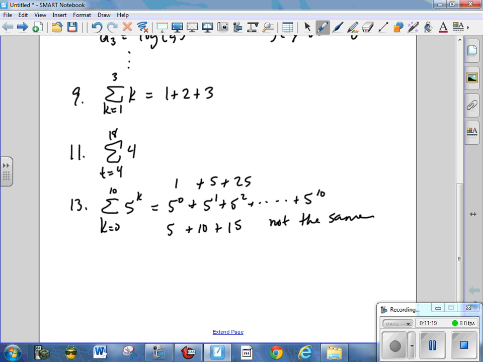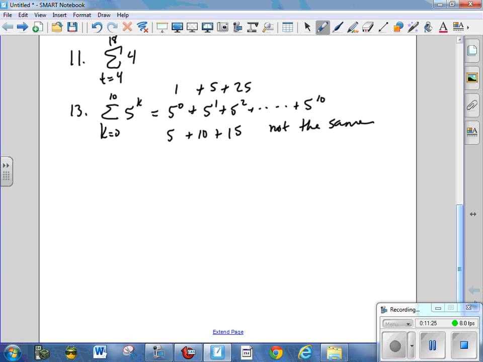Number 15, find the partial sum of the sequence. So this is another one where you would just write down what a sub 1, a sub 2, a sub 3, a sub 4, up through a sub 7 are, and just add them up. That's probably the best way to do that problem, because that's not a familiar formula, so there's not really a shortcut for that.